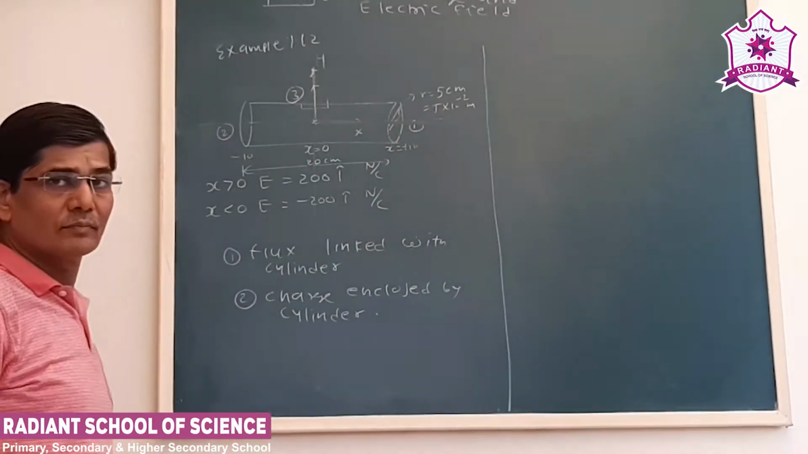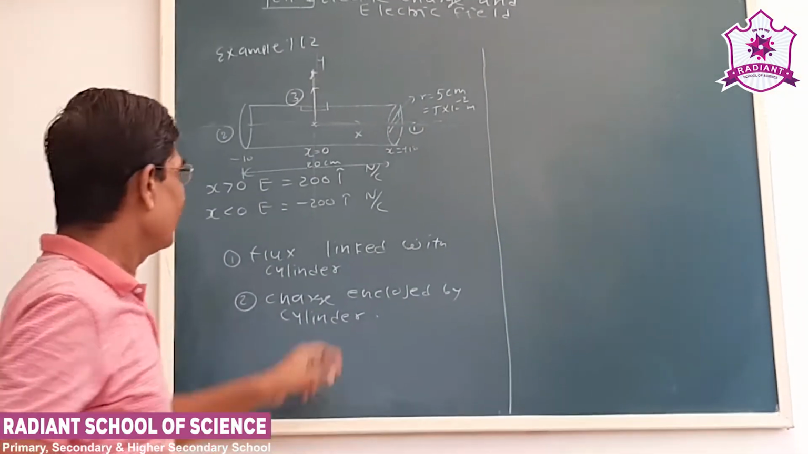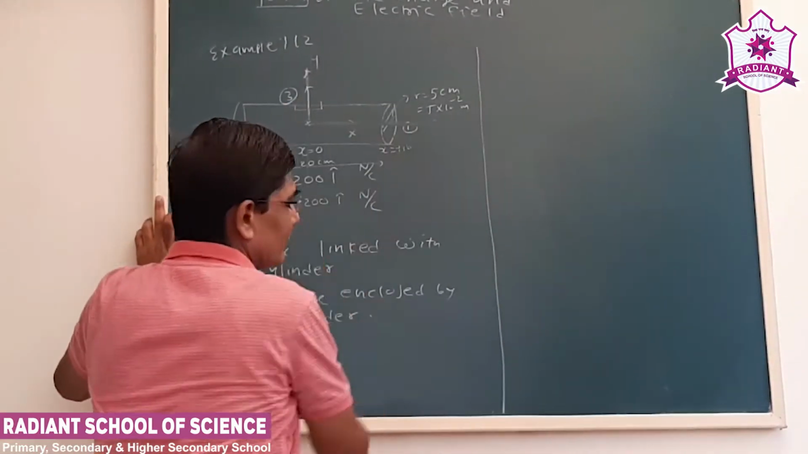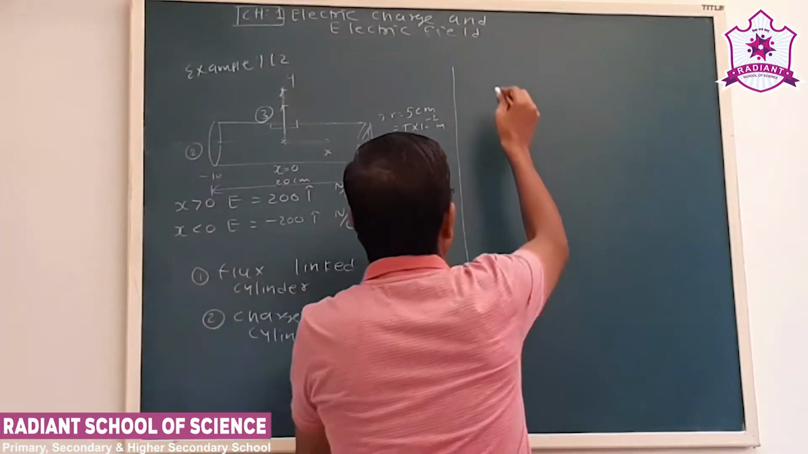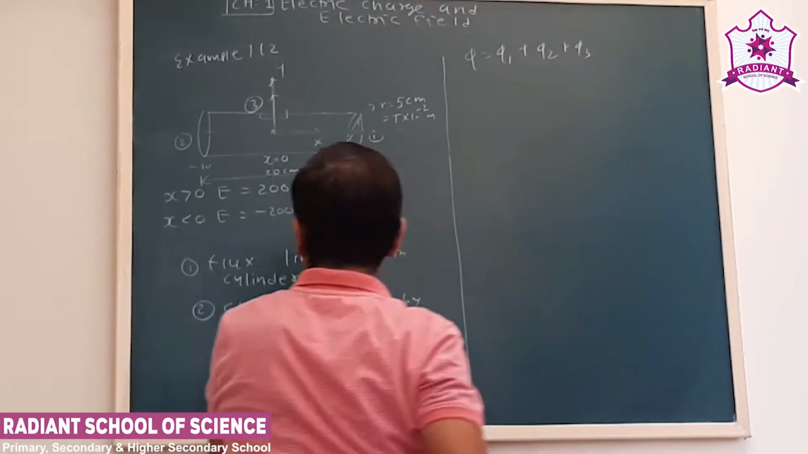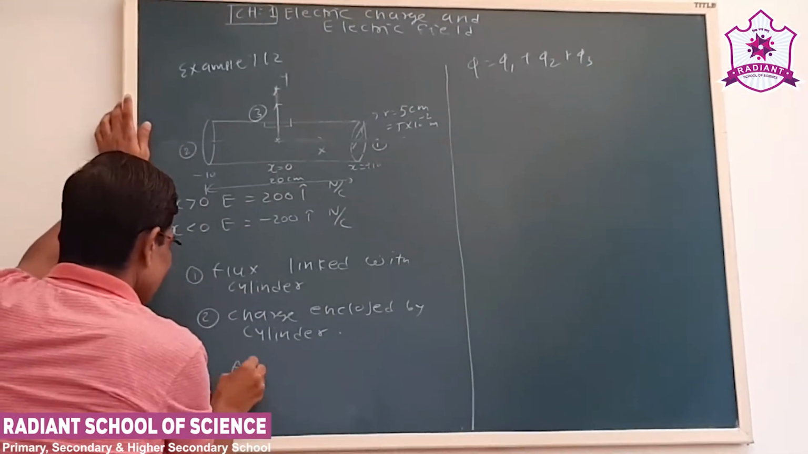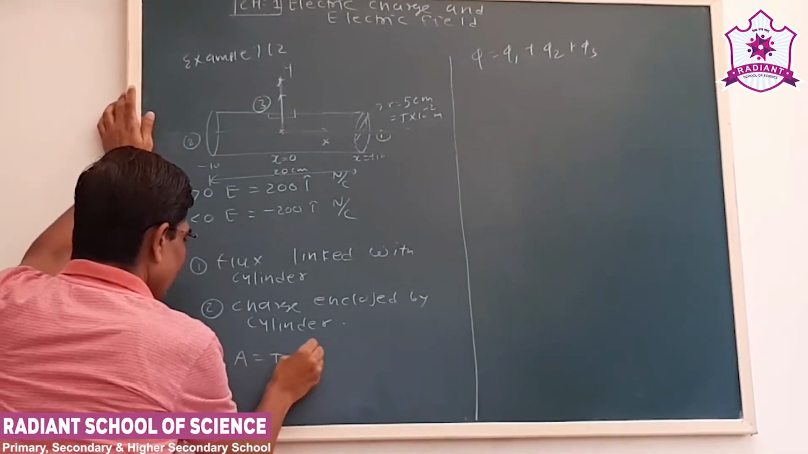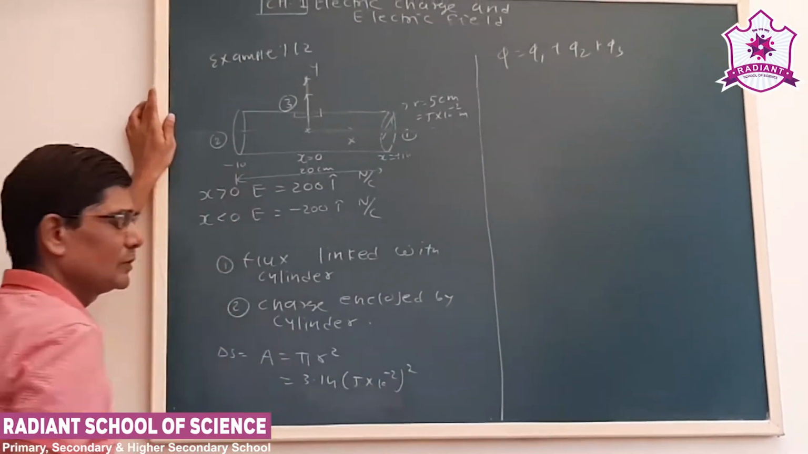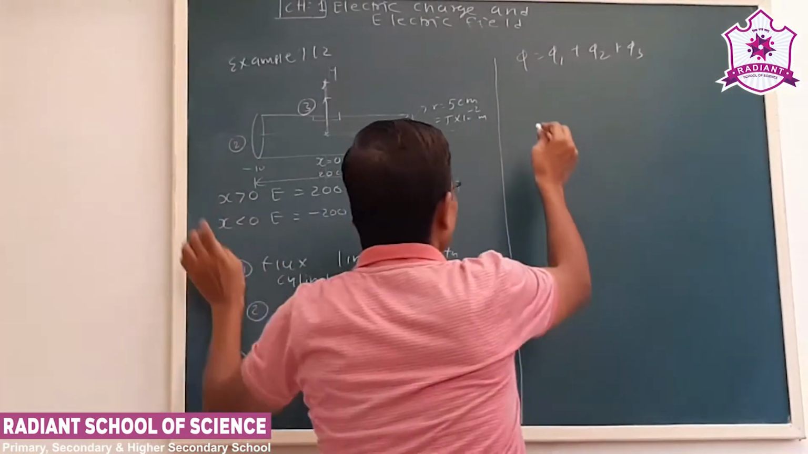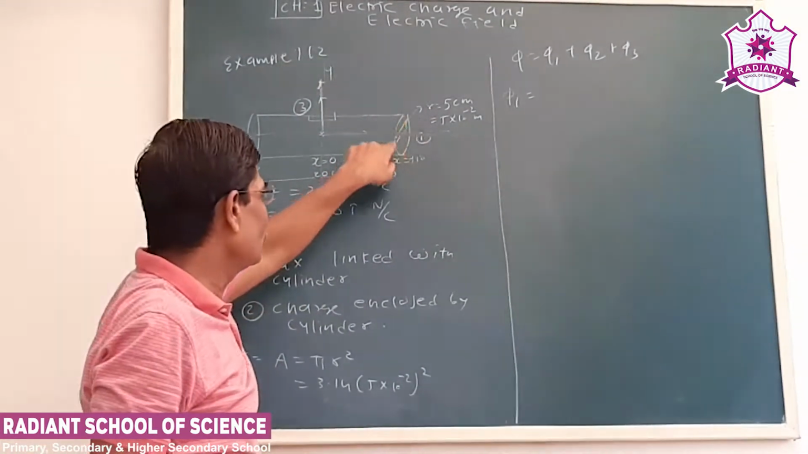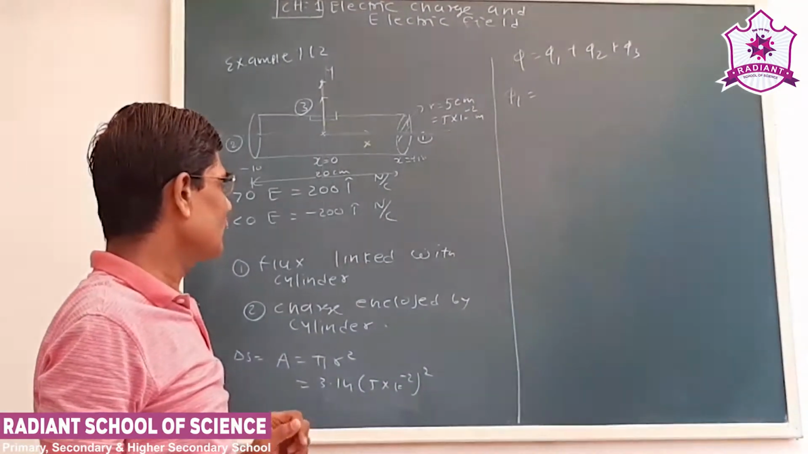See, the total flux linked with the cylinder will be surface 1 plus surface 2 and the curved surface. Okay. So the total flux phi is phi1 plus phi2 plus phi3. Now first we find out the area of the cylinder. A, that is our delta S, is pi r square. Okay. Now first we find out flux phi1, that is at the circular section at a distance of 10 centimeter.